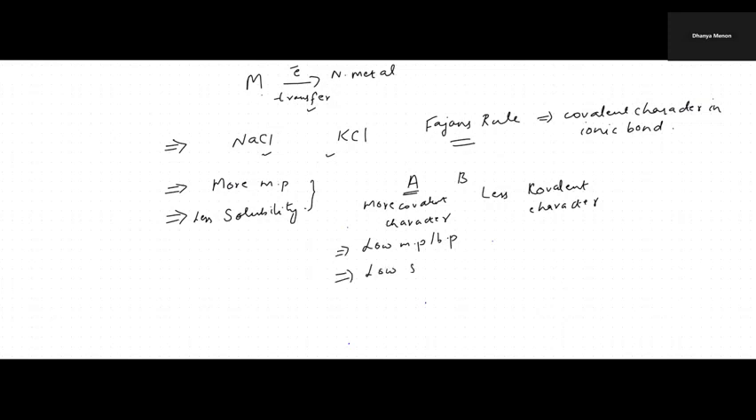So knowing Fajans rule is very important. It is the criteria to decide which has more covalent character. These type of questions they usually ask in the competitive exam. Okay, so let's move on to the Fajans rule. But before we move on, as I told you, there is one limitation for Fajans rule.